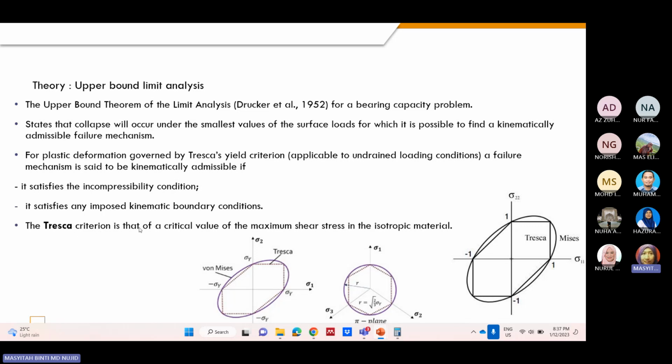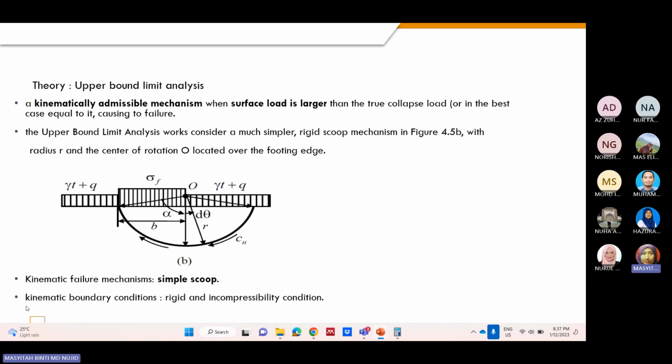So the Tresca criterion is that of the critical value of the maximum shear stress in the isotropic material. Maknanya kalau dia nak dapatkan shear stress of the failure soil ni, this is the point dia. Maknanya dia ambil the maximum shear stress on the y-axis. So kalau kita tengok on the yield function, this is what can be seen on the Tresca yield criterion for the problem. If we choose the failure mechanism as a kinematically admissible failure, the surface load is larger than the true collapse load or, in the best case, equal to it, which causes the failure.